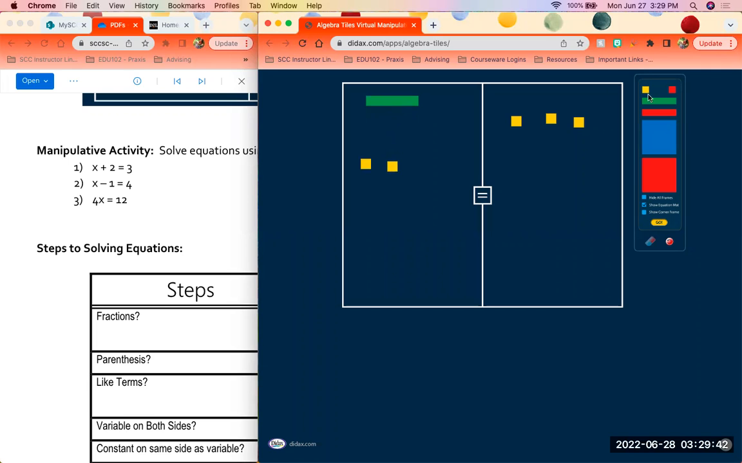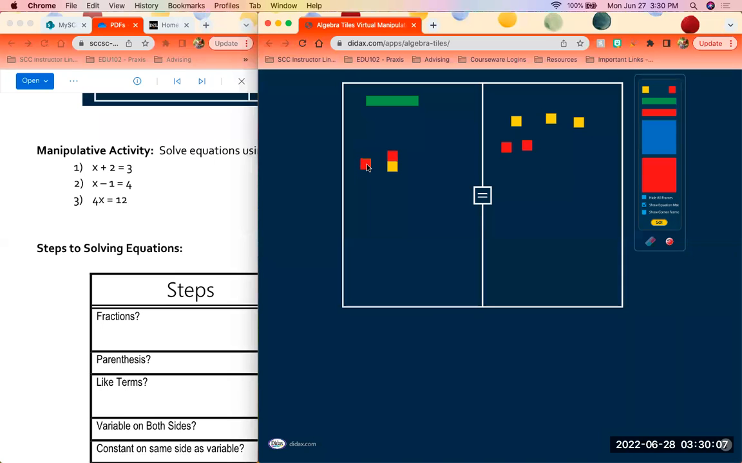Well, we know that if I put a yellow and a red together, those will actually cancel out. And so when I lay those over top of each other, those will go away to 0. However, if I put 2 reds on the left, I have to also put 2 reds on the right because I want to keep this equation balanced.